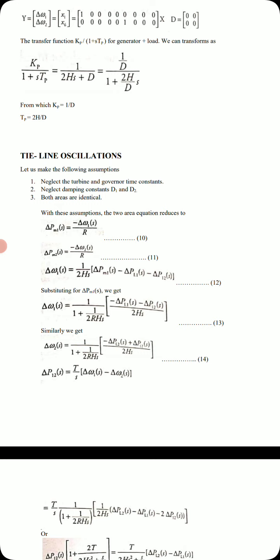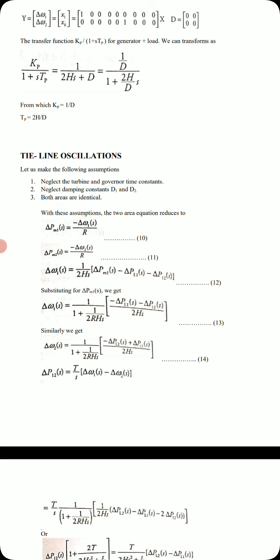Similarly, we can get delta omega 2(s) also. It is the same thing, because here PL2 and P12 are taken instead of PL1. Where PL2 is taken, that is equation 14.